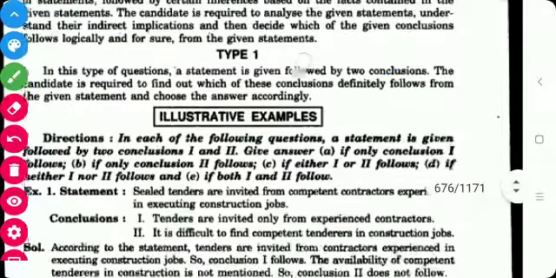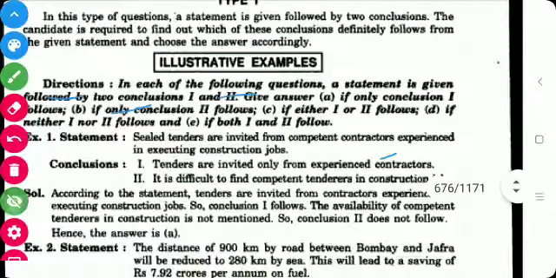So we will see some examples. In these questions a statement is given followed by two conclusions, first and second. We have to give the answer A if only conclusion 1 follows. We have to give the answer B if only conclusion 2 follows. We have to give the answer C if either 1 or 2 follows. We have to give the answer D if neither 1 nor 2 follows, and we have to give the answer E if both 1 and 2 follow.